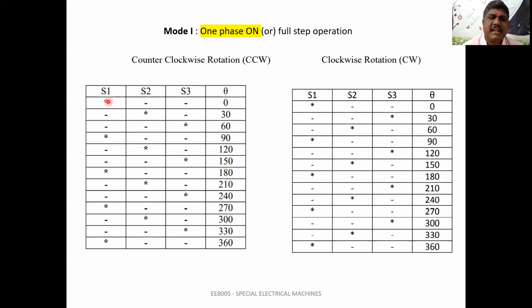First we are starting from S1 as 0, and S2 we are giving that will be 30 degrees, and S3 we are giving that is also 30 degrees, but that will be moving in clockwise or anti-clockwise direction, as per the excitation we are giving.